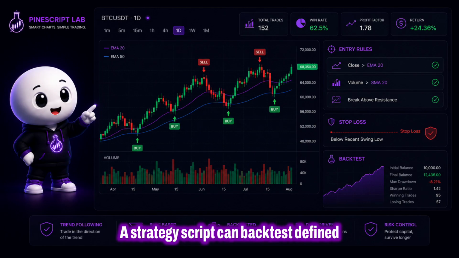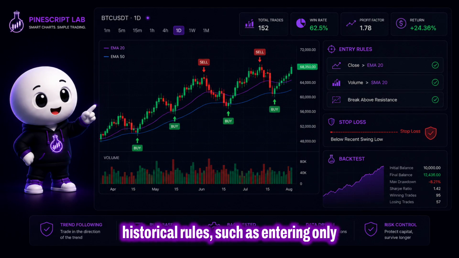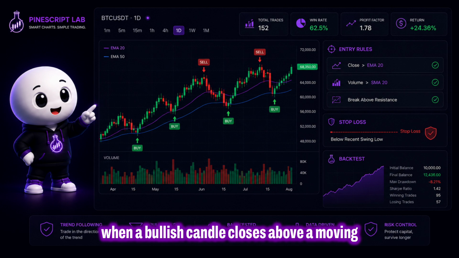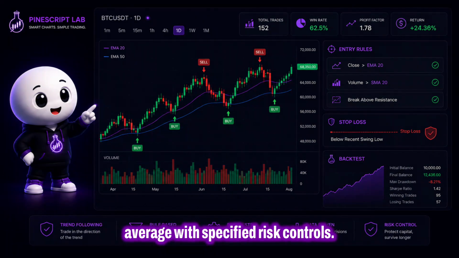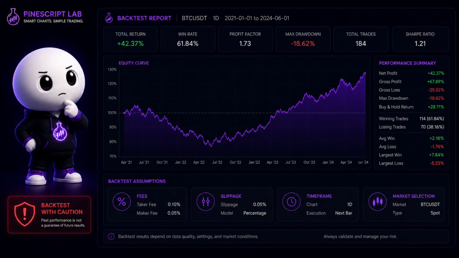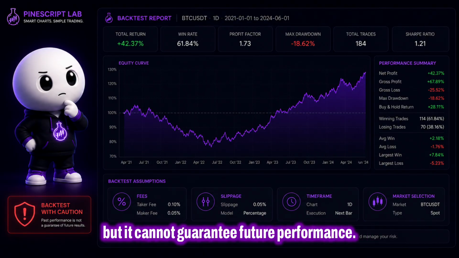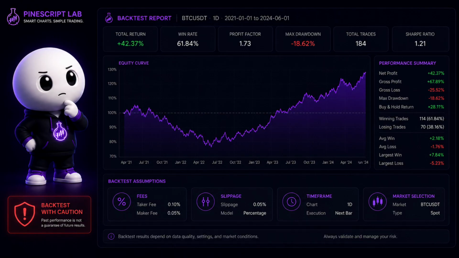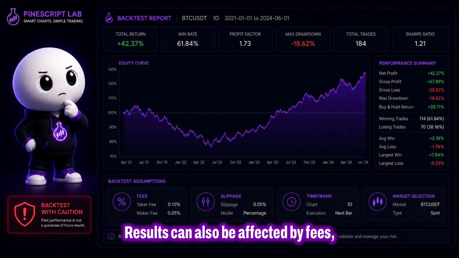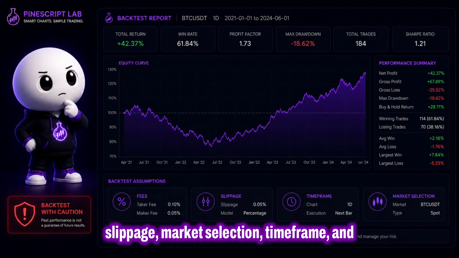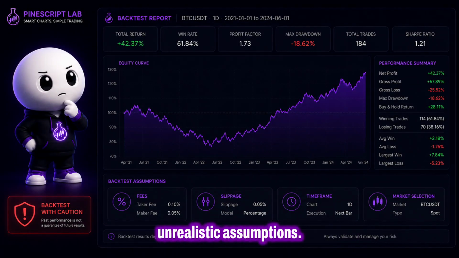A strategy script can backtest defined historical rules, such as entering only when a bullish candle closes above a moving average with specified risk controls. Backtesting helps examine how rules behaved on historical data, but it cannot guarantee future performance. Results can also be affected by fees, slippage, market selection, time frame, and unrealistic assumptions.